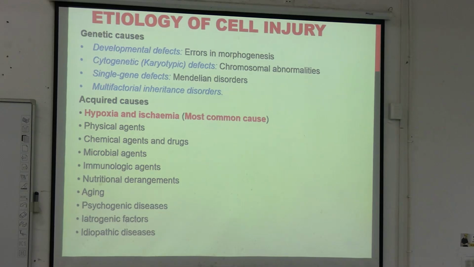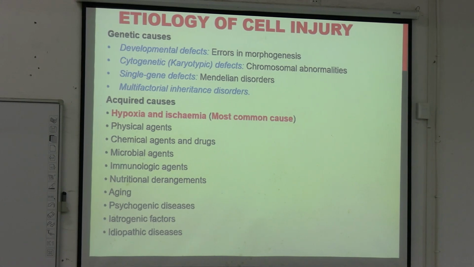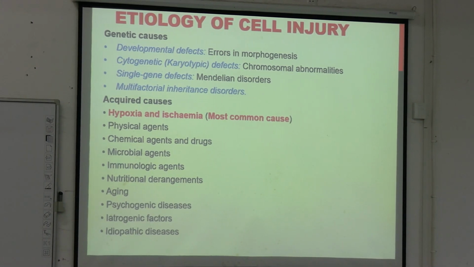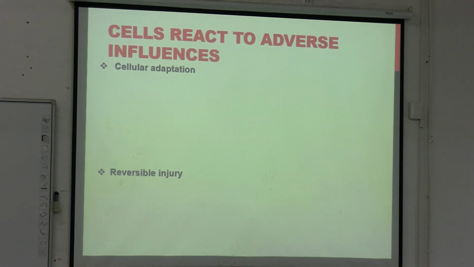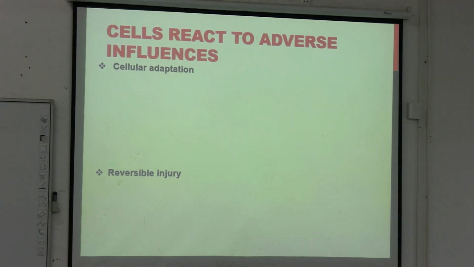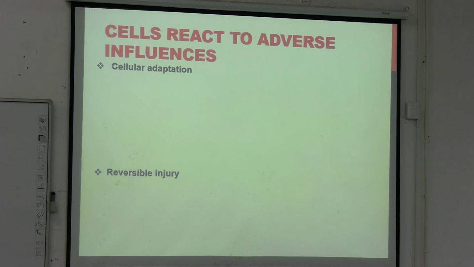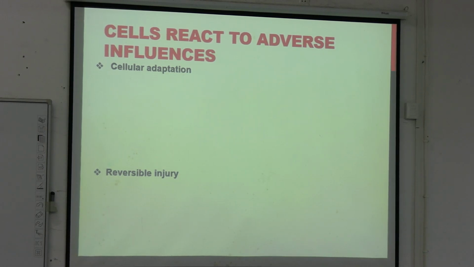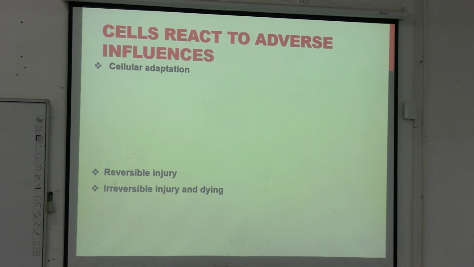What are the etiologies of cell injury? They are mainly of two types: genetic causes and acquired causes. What are the influences of the cell injury? What are the effects due to the adverse influences over the cell, like cellular adaptation, reversible and irreversible cell injury, and cell death.